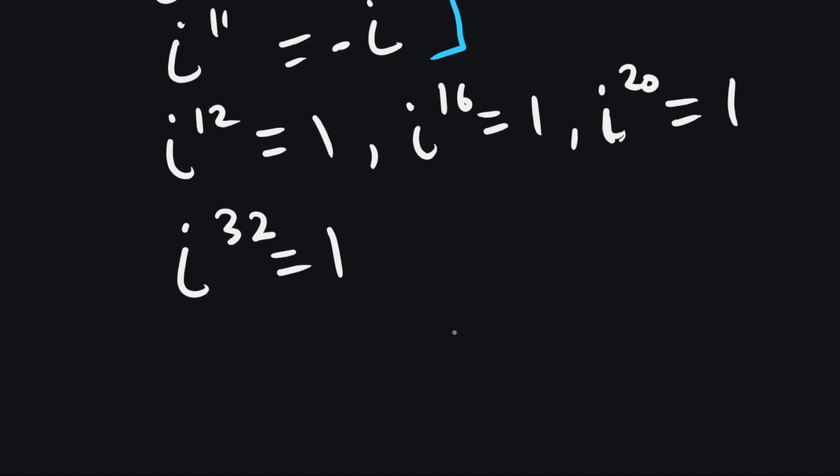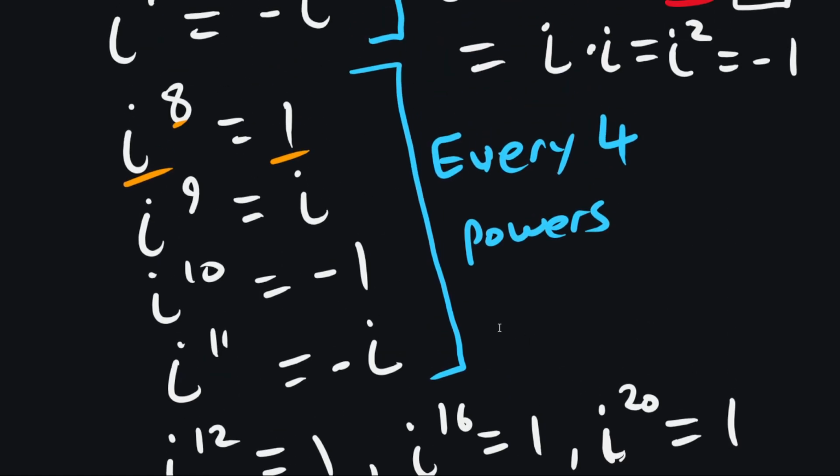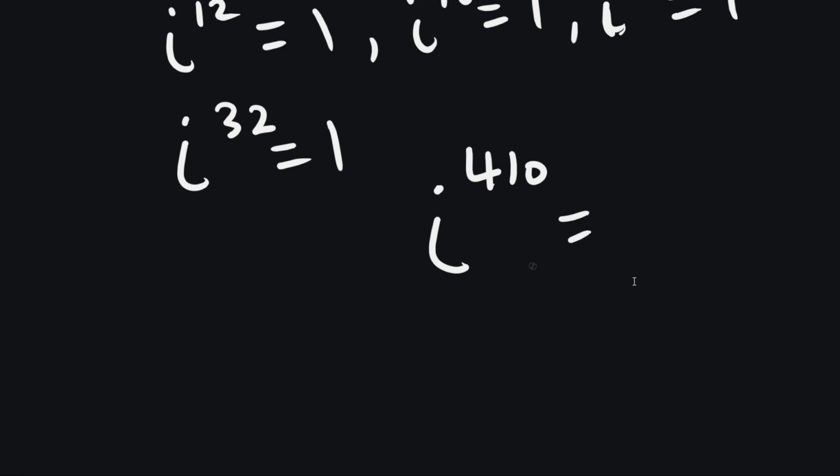So let's say we had a large number. Let's say we had i to the 410th power. We could go ahead and do this manually and go through this pattern every 4 powers until we get to 410, but that would take a while. So what's a shortcut? Well, we can take advantage of the fact that every number that has a factor of 4, i to that power will give you 1. So 410 actually doesn't have a factor of 4. But what does? What's the closest number that does? 400.